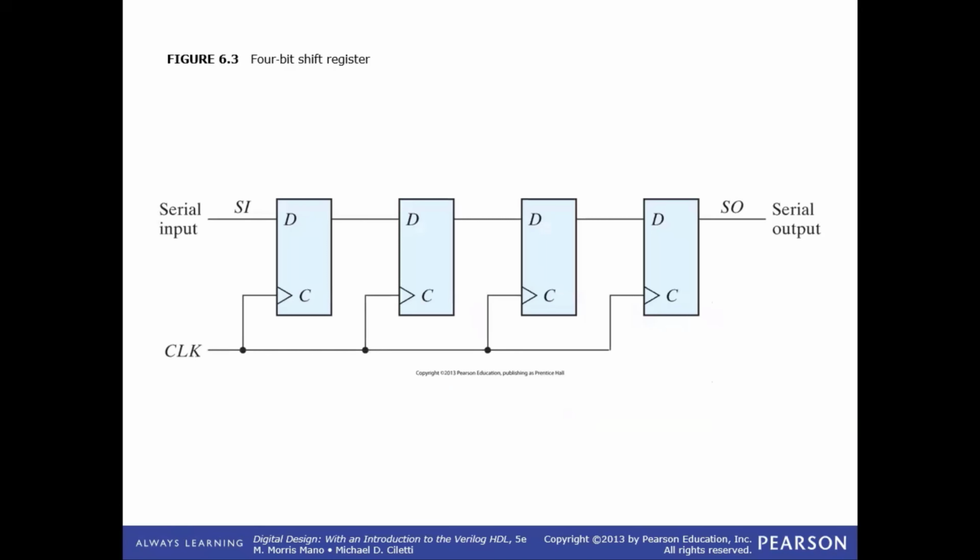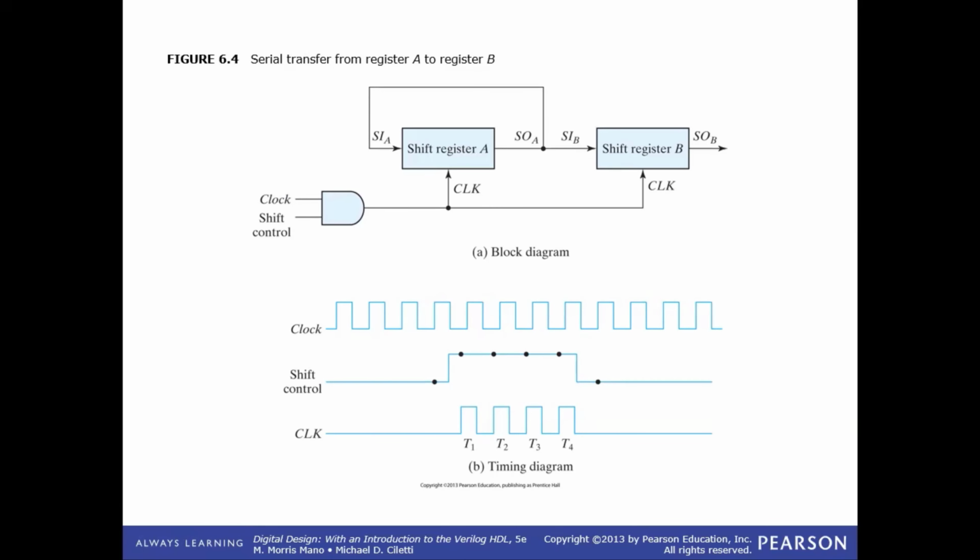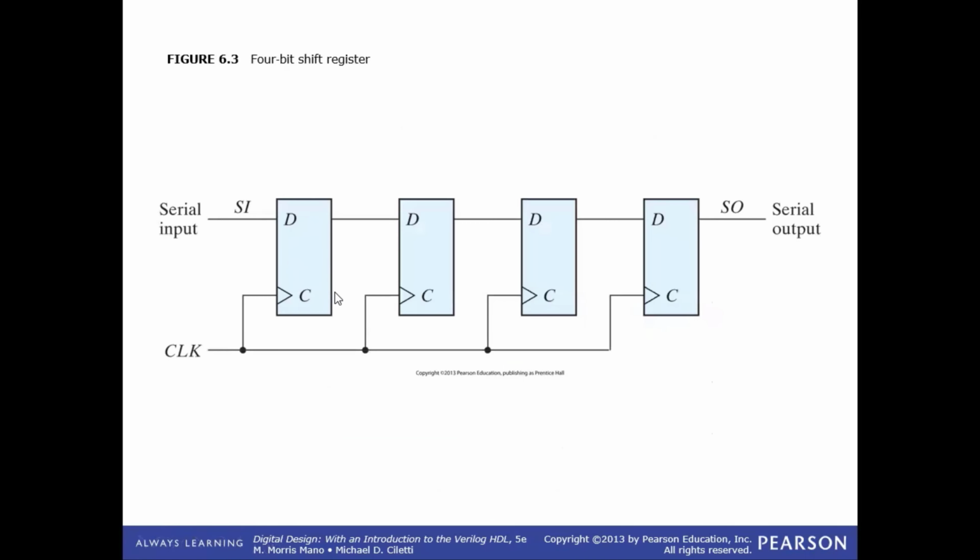This was the 4-bit register that we studied. Then this serial transfer from register A to B occurred with the help of those 4-bit shift registers that are visible in front of you right now.